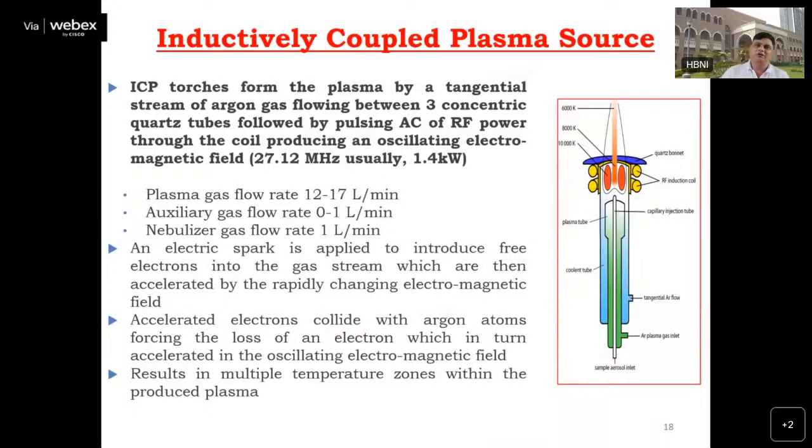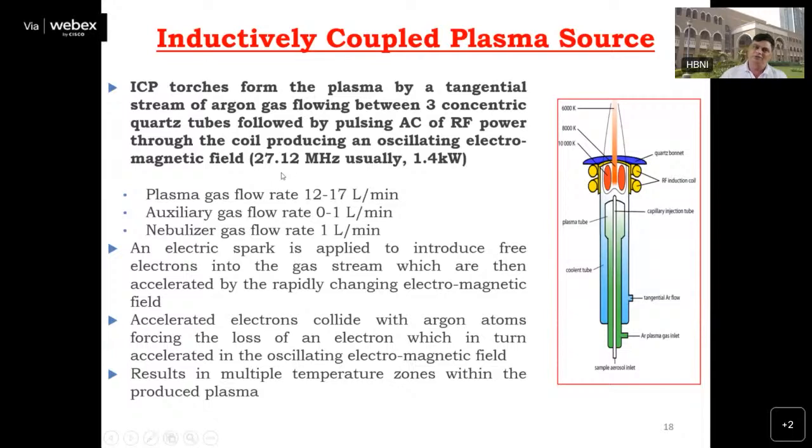So I think we have discussed how the plasma gets generated when we discussed this ICPO also. So same thing here also. An electric spark is applied to introduce a free electron into the gas stream. Here again, these are three concentric rings. Electric spark is applied to introduce free electrons into the gas stream, which are then accelerated by the rapidly changing electromagnetic field at a frequency of 27.12 megahertz.